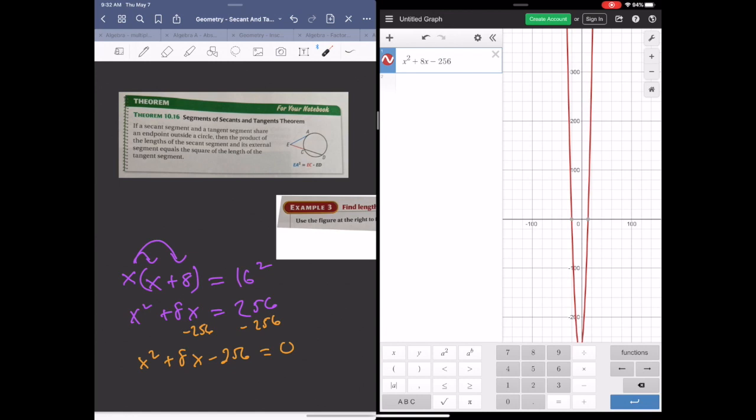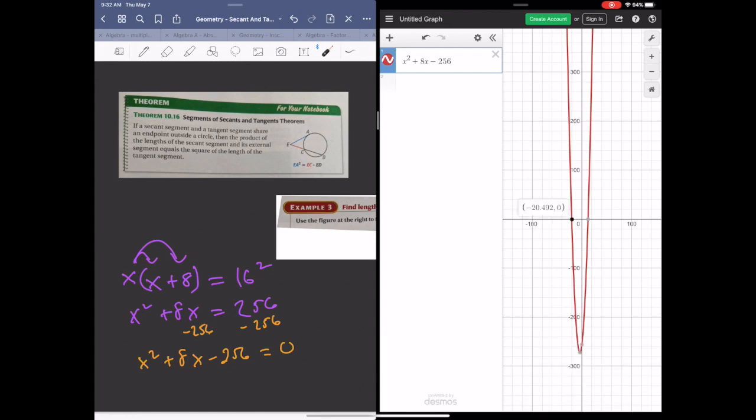We can see there are 2 points where that happens. The y value is 0 when x is negative 20.492, or right here where x is 12.492. Those are the two possible values for x. But if you look at the equation, x has to be a positive value. It has a physical length.